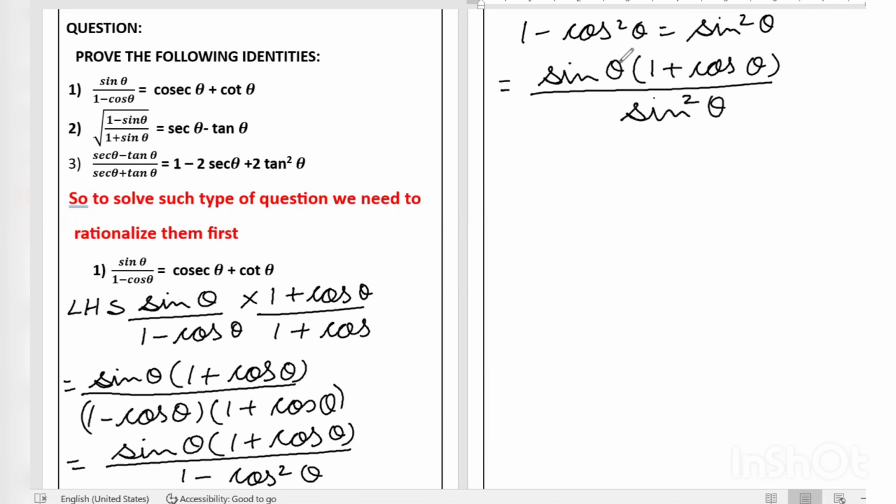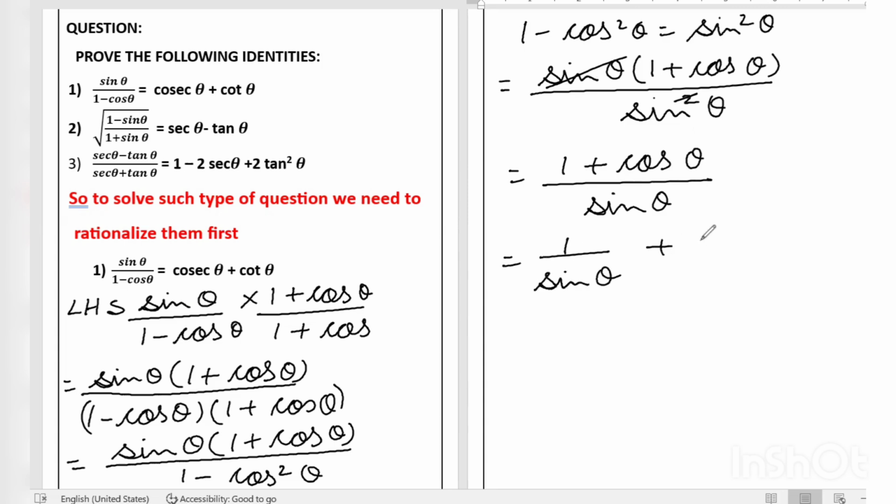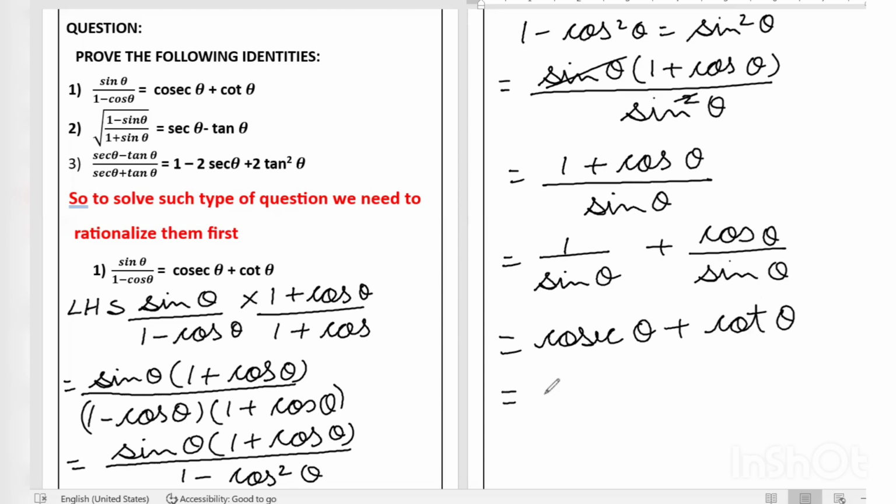Now we will cancel this sin theta with this sin theta. So we will have 1 plus cos theta upon sin theta here. Only one sin theta is left, as one sin theta is cancelled by the sin theta in the numerator. Now after this we are going to separate the denominators. So when we separate the denominators, we'll have the same denominator. So 1 upon sin theta plus cos theta upon sin theta. Now we know that 1 upon sin theta is cosec theta, and cos theta upon sin theta is cot theta. So we have the RHS here.